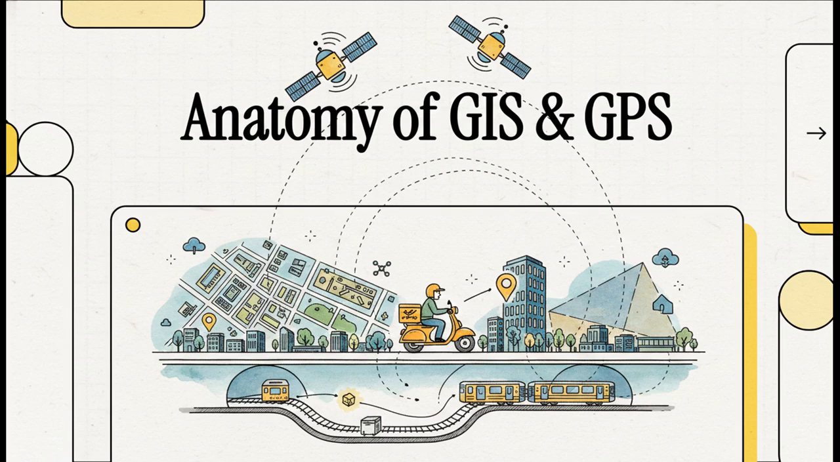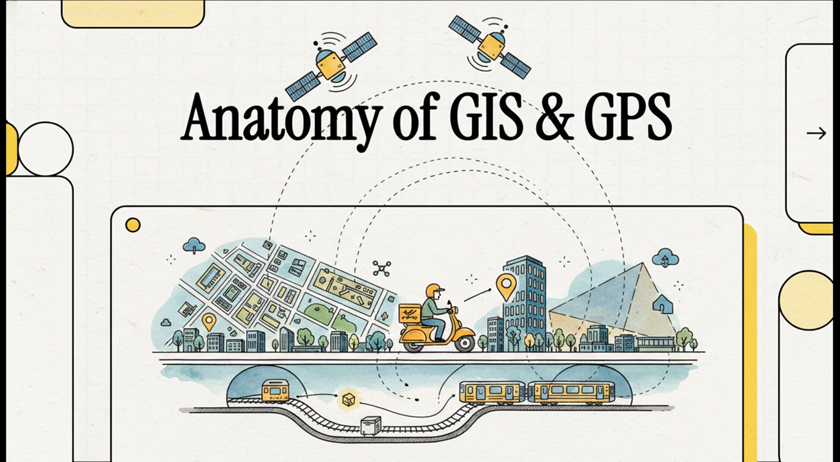Have you ever wondered how your favorite food delivery app knows exactly which building you're in? Or how city planners decide the absolute perfect spot to put a new subway station? It doesn't happen by magic. It's all driven by an invisible, seriously powerful technology that literally runs our modern world.